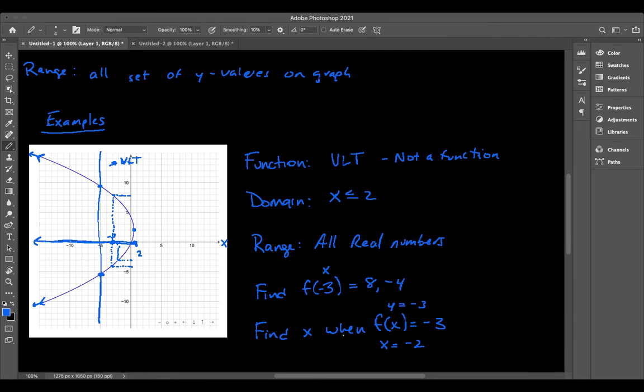So again, this is what you'd have to do today. Do the vertical line test first, determine the domain and range, and then find the output values based on the information from the graph itself. Let's try a couple more and see if we can get better at it.